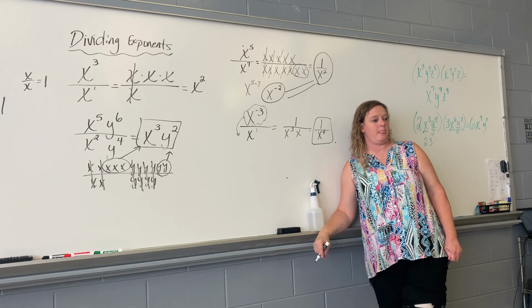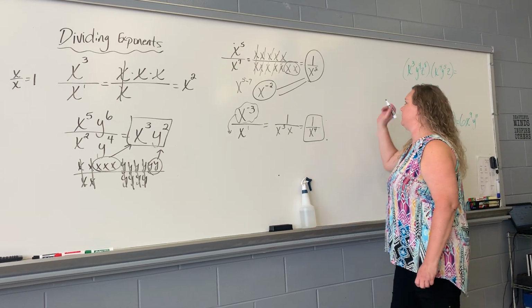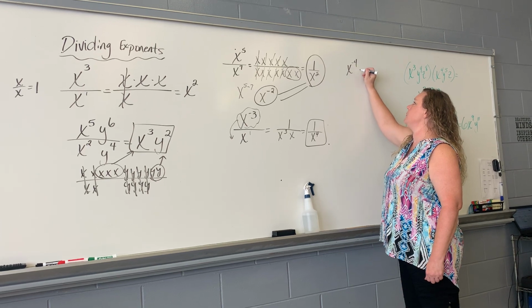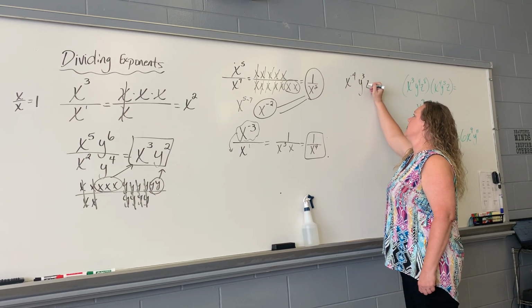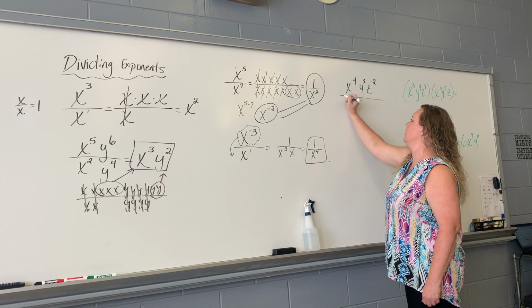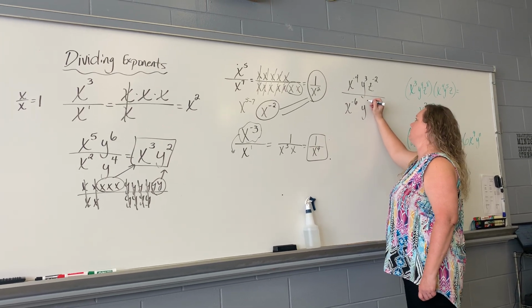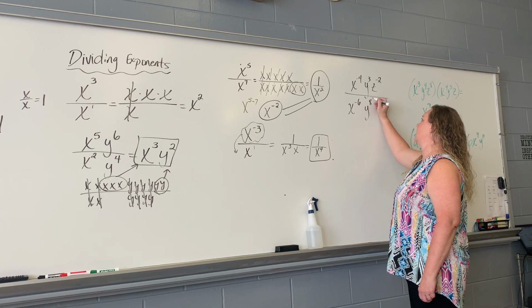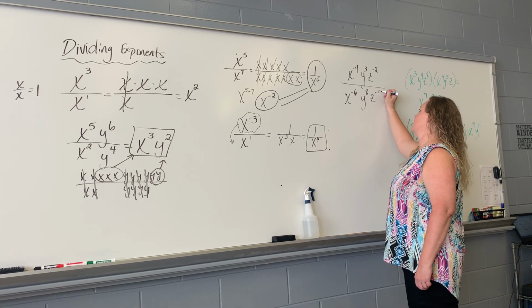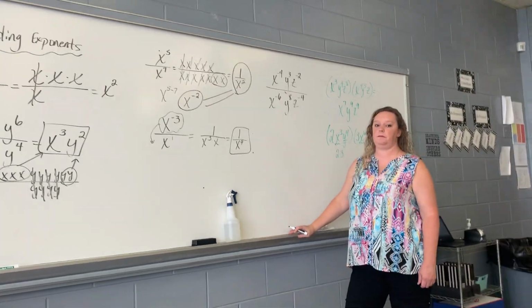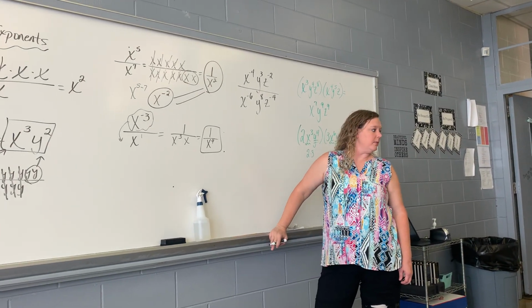Okay, so let's do another one. Let's make this a little bit more complicated. x to the negative 4, y to the 3rd, z to the negative 2, over x to the negative 6, y to the 8, z to the negative 4th. That took it up a whole notch, didn't it?